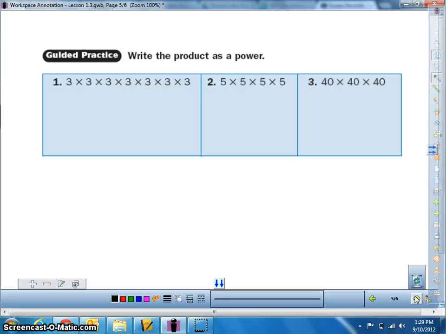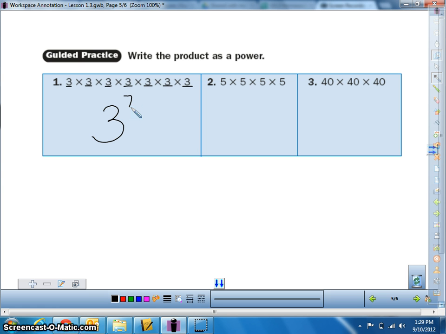So if I know that the 3 is the one being repeated, I've got 3 times 3 times 3 times 3 times 3 times 3 times 3, what would be my base? Well, remember your base is the number that's being repeated. So 3 is what's being repeated, and now my exponent is how many times did I repeat it? So we just need to count. We have 1, 2, 3, 4, 5, 6, 7. So that means this represents 3 to the 7th power.